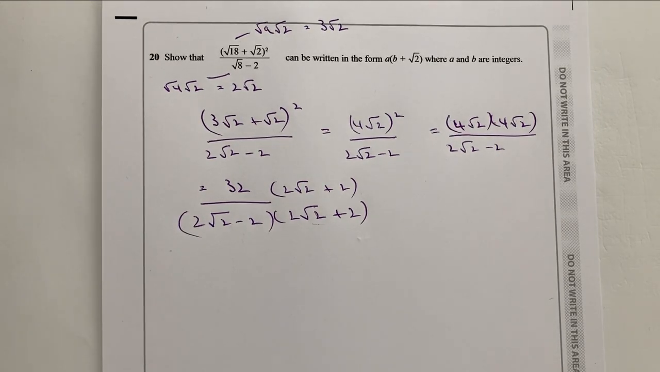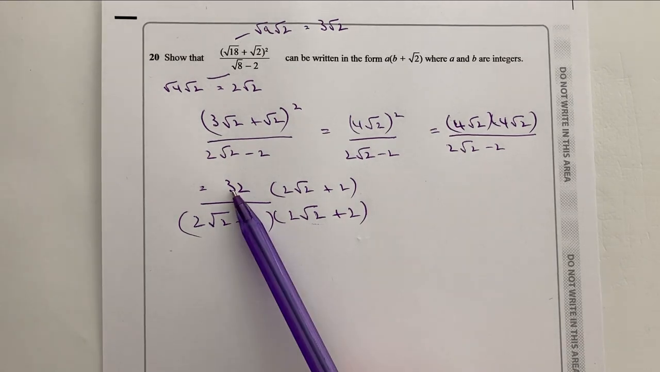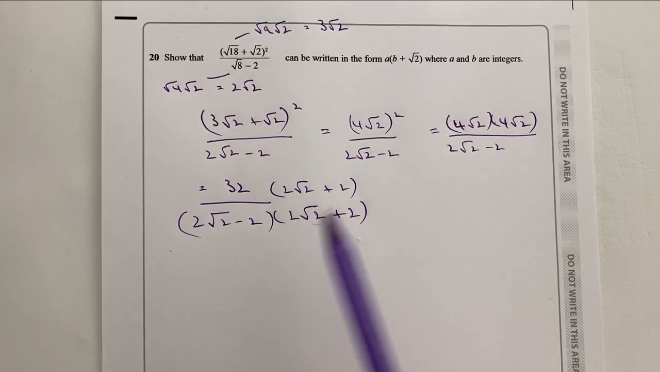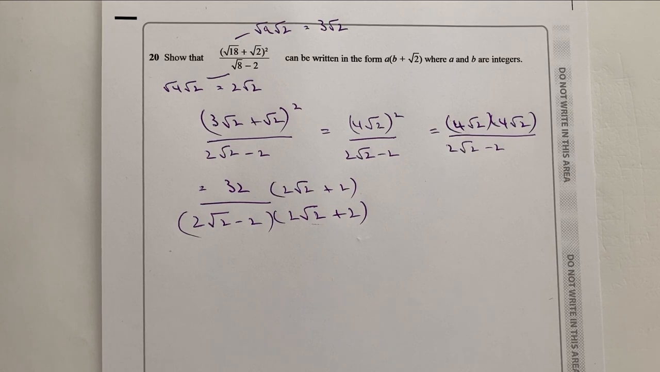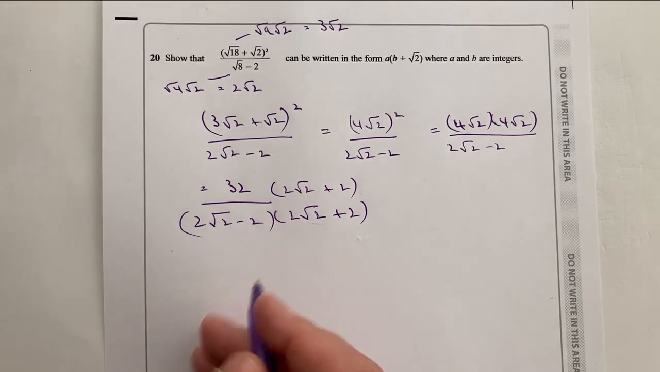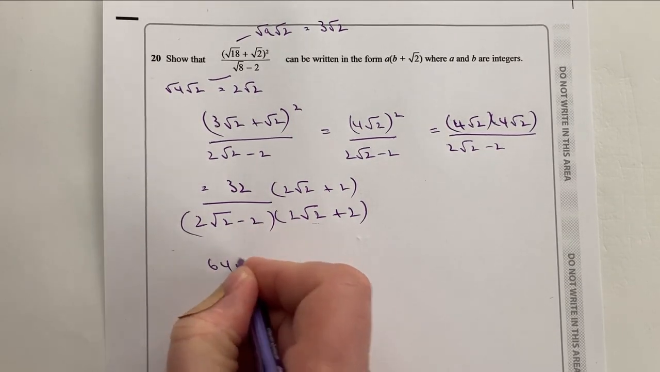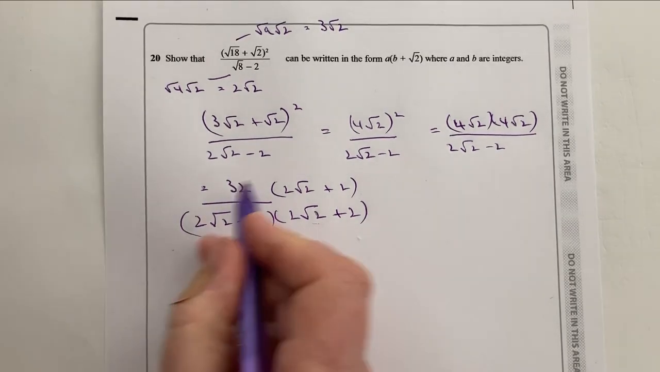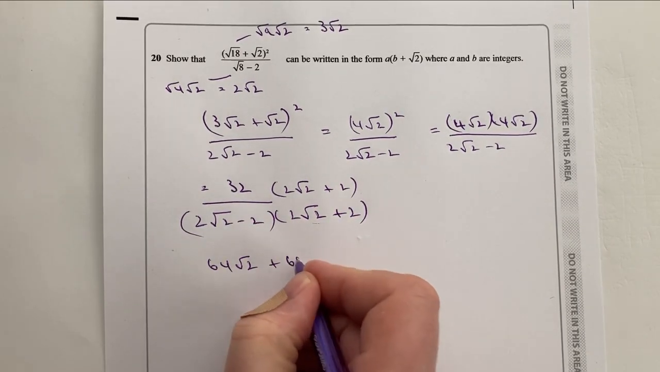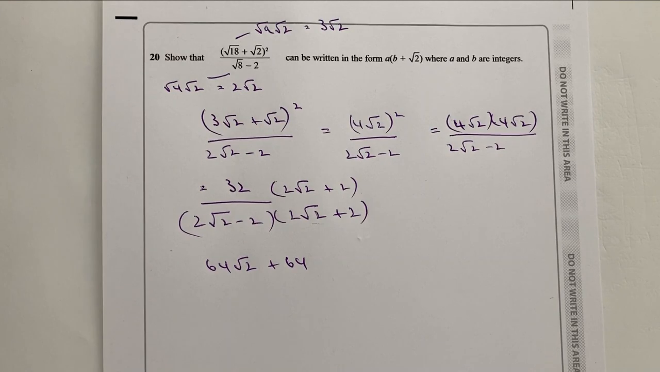All right, so at the top, I've got 32 times 2 root 2 plus 2. Well, that's relatively straightforward. 32 times 2 root 2 is going to be 64 root 2. And then 32 times 2 is going to be plus 64. Okay, numbers are a bit big, but let's see where we end up.